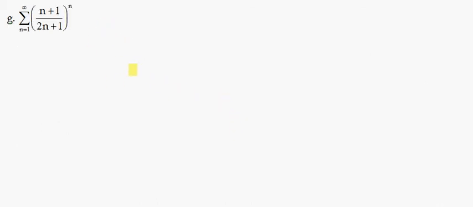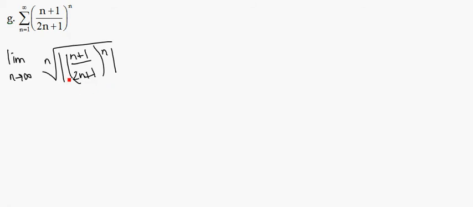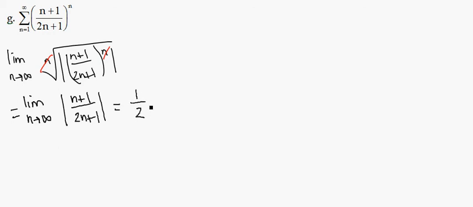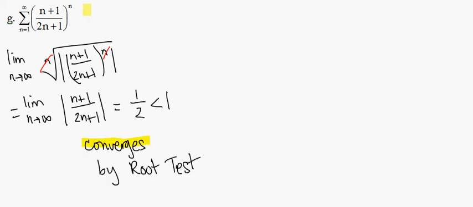We've got one more example here, and then you'll be trying some in class. Notice that this is to the nth power, so automatically I'm thinking root test. So let's set up our limit, and we see that the nth root and the nth power cancel, and so we get a rational function whose limit is 1/2. Since this is less than 1, this tells us that our series converges, and it converges by the root test.